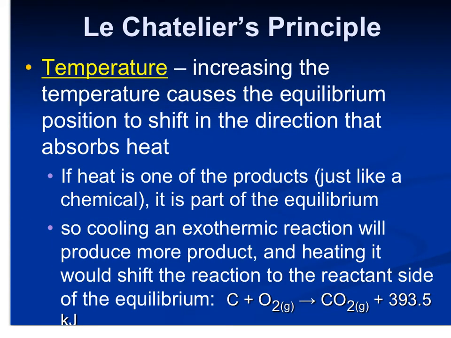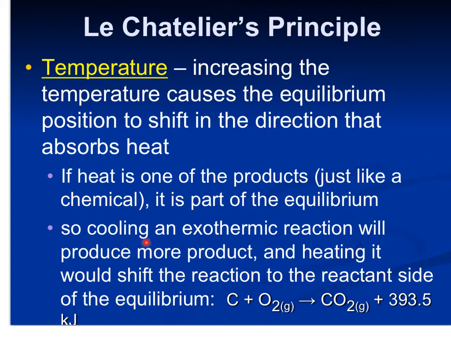So temperature is kind of a tricky little stress. It says here, increasing the temperature causes the equilibrium position to shift in the direction that absorbs heat. So if the heat is one of the products, just like a chemical, it's part of the equilibrium. And this is what I do, I try to treat heat just like a product or a reactant, depending where it is. Just like we said a second ago, if we increase the reactants, it'll shift towards the products. If we reduce the products, we will shift it towards the reactants. So treating heat like a product or a reactant can help us make predictions.